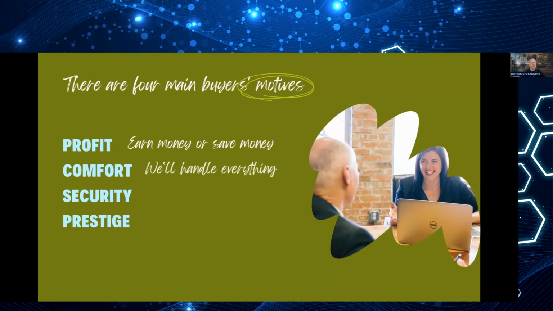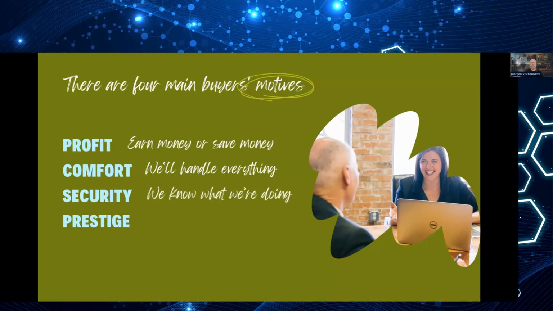Comfort motive is simple. People sometimes buy because they just simply don't want to deal with it anymore, whatever it might be. Imagine a company that needs a new back-end system for their bookkeeping or accounting, and the one that they'd had in the past was so many different systems connected together that it was a major headache. Now they want something that is not a headache anymore. So that is the comfort motive. We will handle everything for you, Mr. and Mrs. Client. Don't worry about it at all.